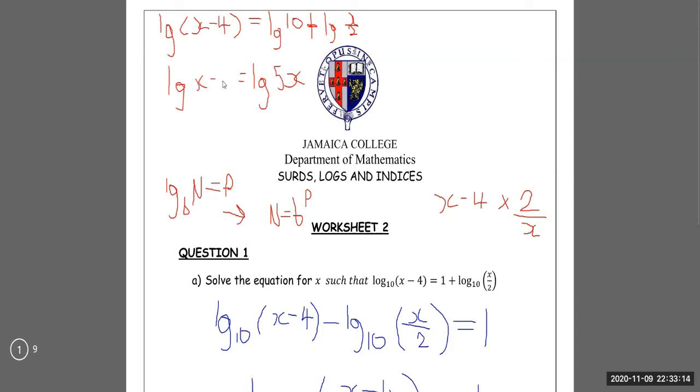Now if log A is equal to log B, what can we conclude? A is equal to B. Wonderful. And so what we're saying then is x minus 4 is equal to 5x, right? Yes, sir. Nice. So now we can bring the 5x over here and bring the minus 4 over here. So we get minus 4x is equal to 4. And so we get back our x equal? Negative 1. Very good. So from that, we get back our x being negative 1.